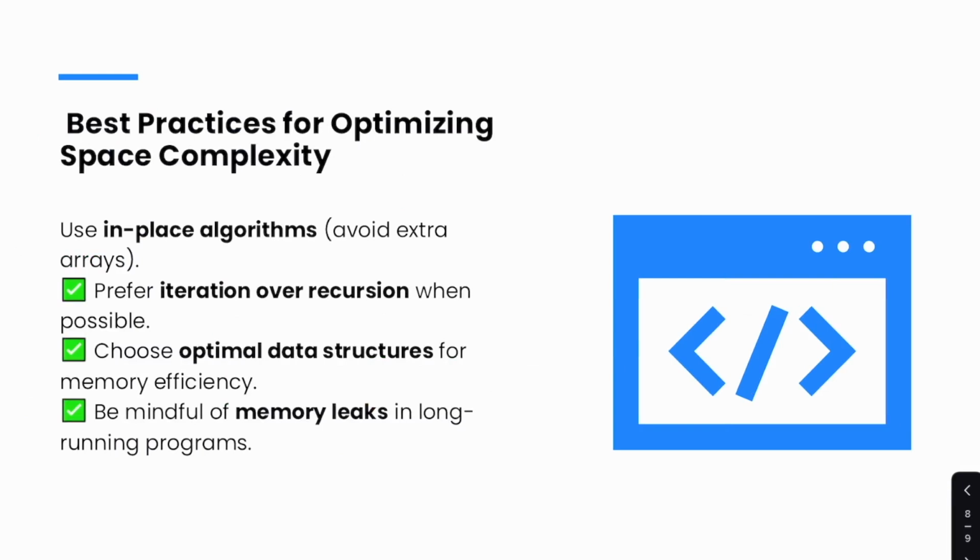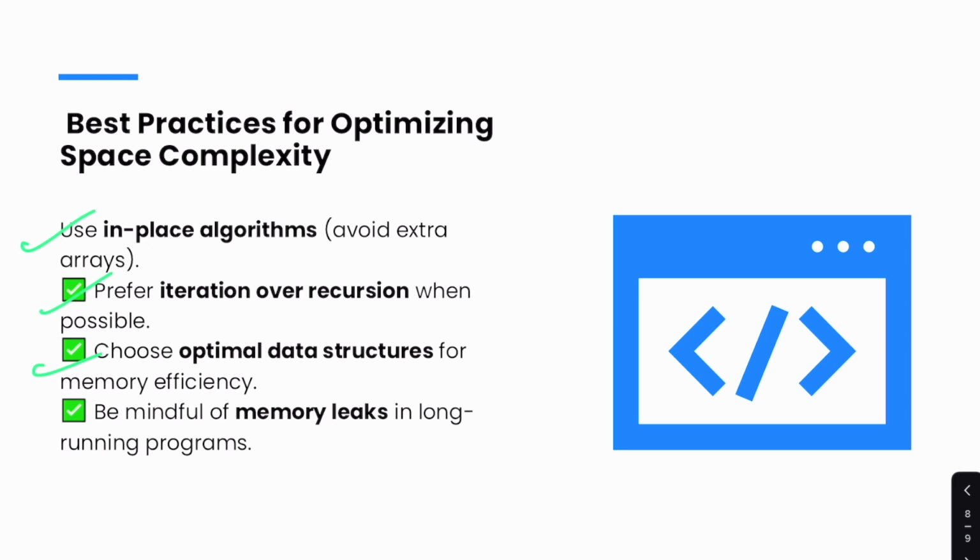Okay, so let's see some best practices for optimizing space complexity. To write efficient code, we have to follow some best practices. The first one is to use in-place algorithms. This means that we have to avoid unnecessary data structures. For example, in bubble sort, instead of using extra arrays, we swap elements within the same array. Now the second point, prefer iteration over recursion when possible. If recursion is not necessary, use loops to save memory. The third point, choose the right data structure. For example, hash tables can be better than nested lists for certain lookups.